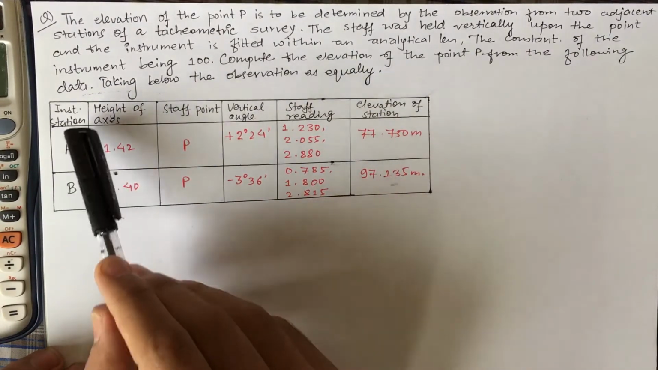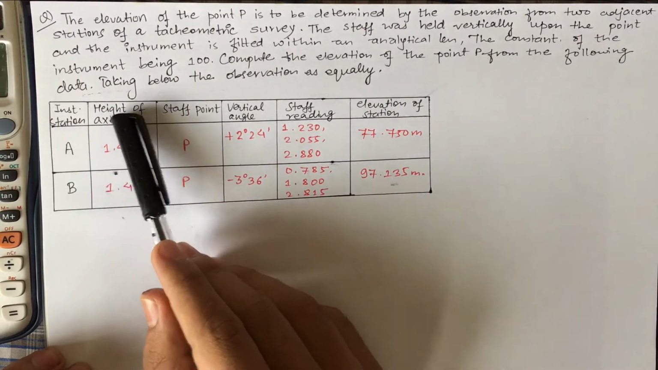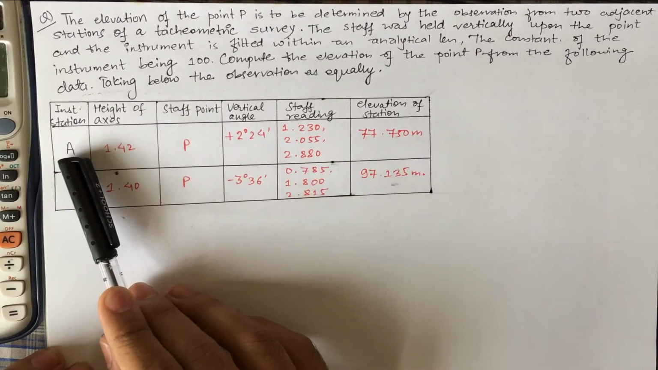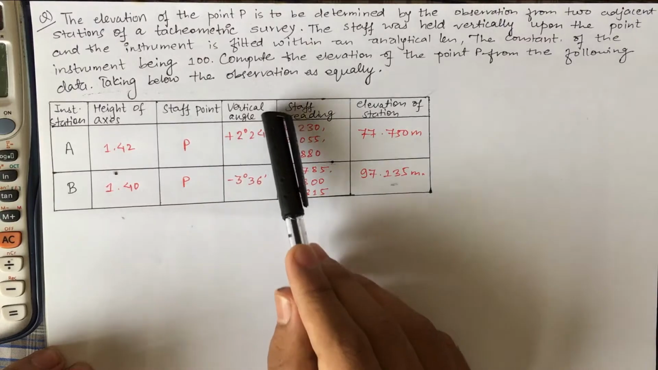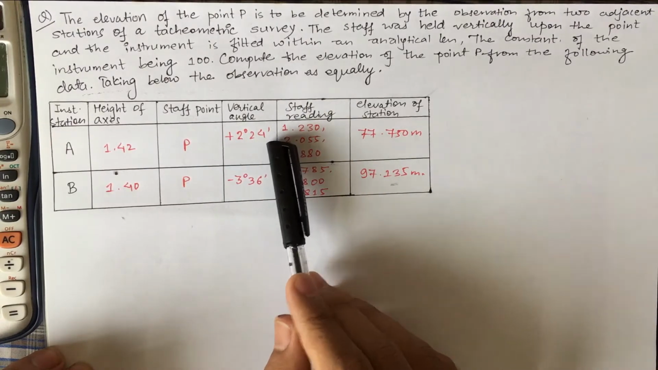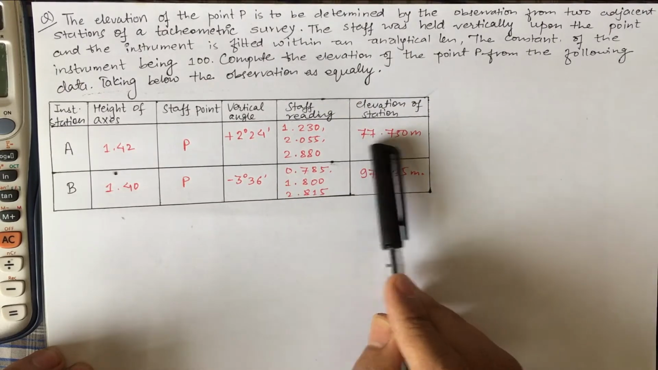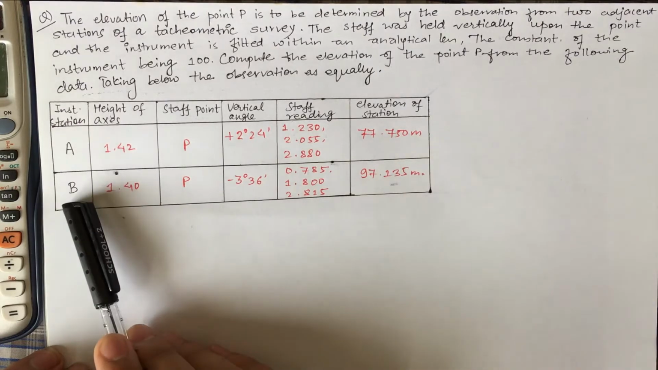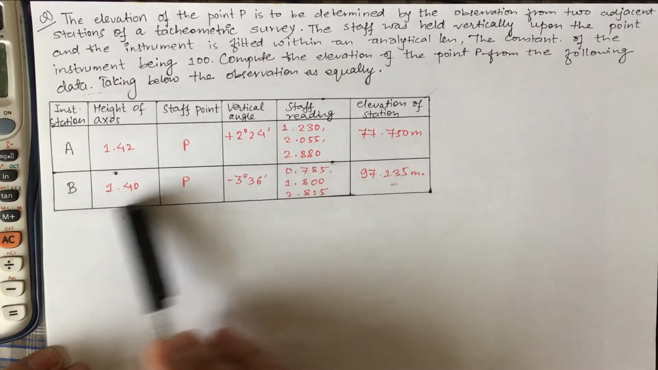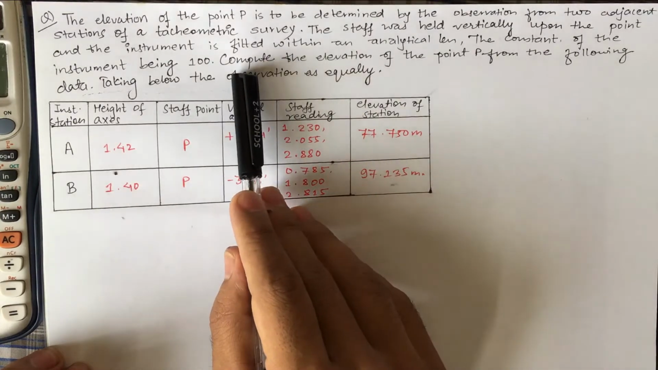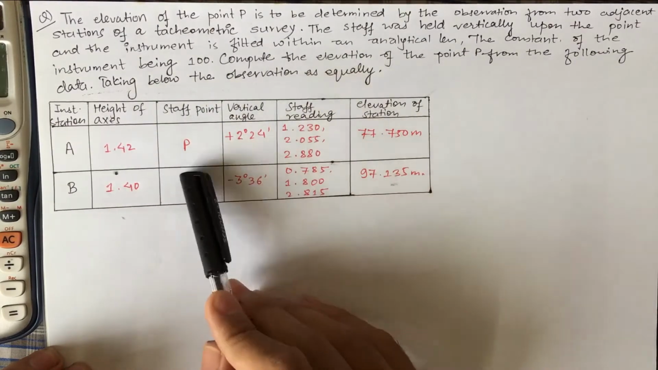Okay, let's see the table also. We are given instrument stations, that is A and B, and height of the axis for station A is 1.42, staff point is P, vertical angle is plus 2 degree 24 minute, staff reading is this given point, elevation of station is 77.750 meter, and for the B station, we are given these points. Now we have to compute the elevation of the point P from the following data. We have to compute the elevation here.